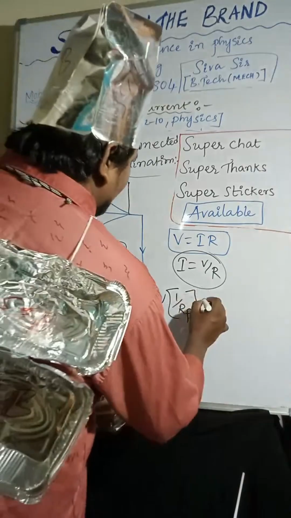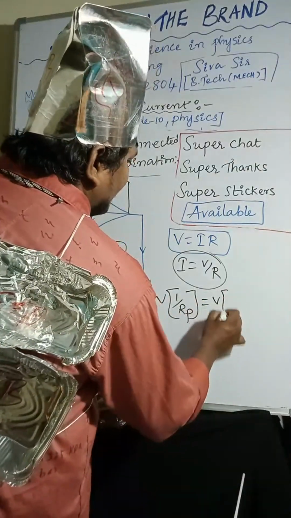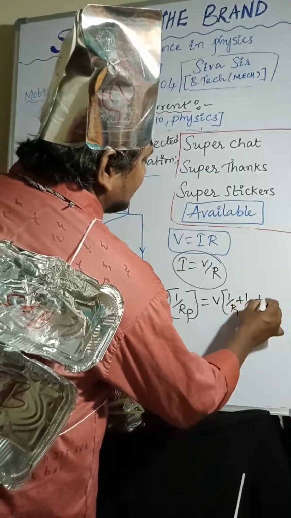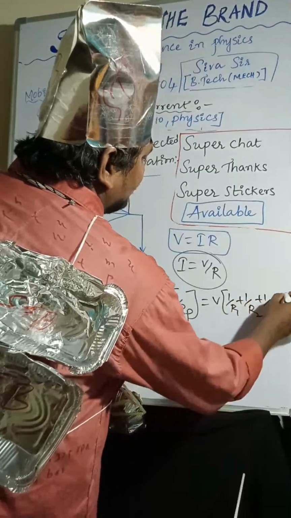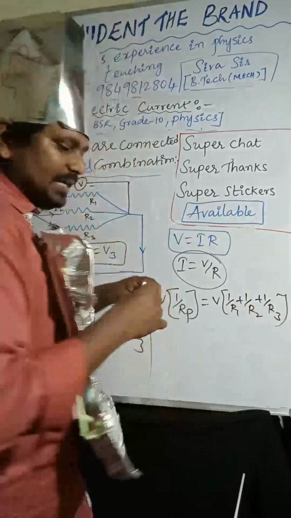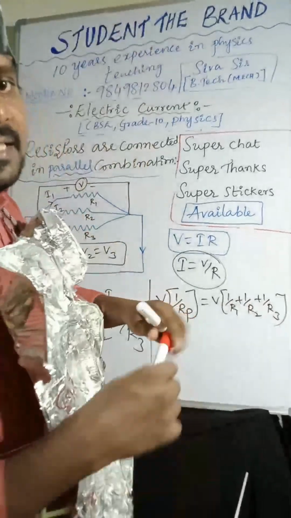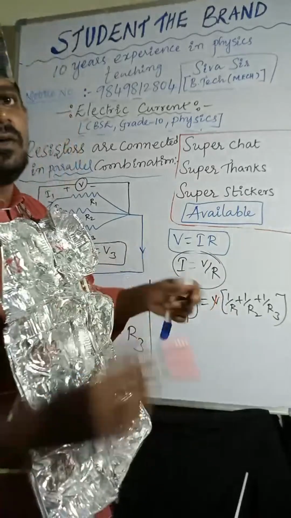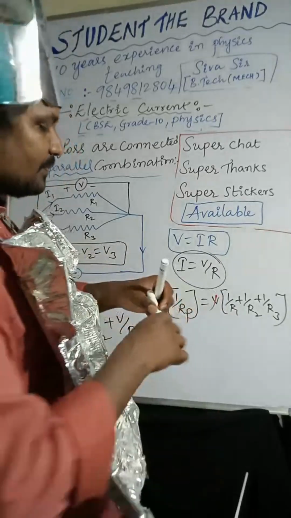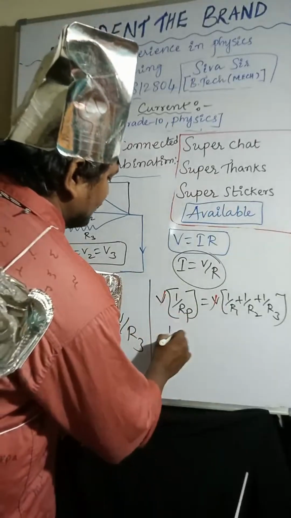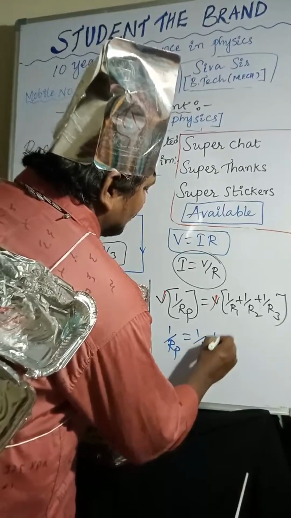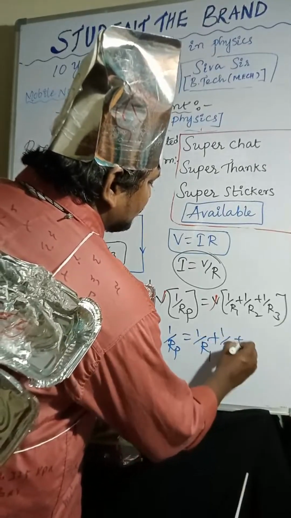Now 1 by R1 equals V; I'm taking V common: 1 by R1 plus 1 by R2 plus 1 by R3. So V will get cancelled. So if we cancel V, 1 by Rp equals 1 by R1 plus 1 by R2 plus 1 by R3.